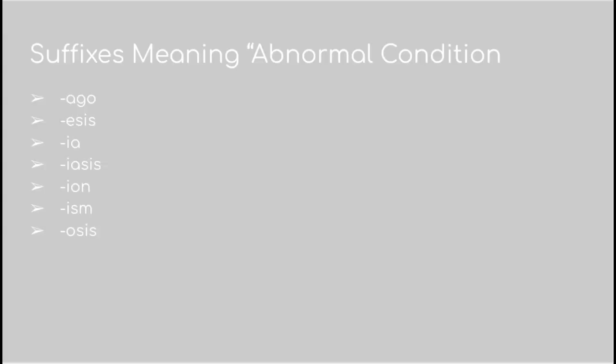Suffixes that mean abnormal condition. Again, you need to write these down. These are very valuable to understand, and you do need to know what they mean. There are multiple that mean abnormal condition: ago, esis, ia, iasis, ion, ism, and osis. If you recall several slides back, we talked about osis meaning any condition or abnormal condition. These also mean the same thing. So you will see all of these be used in that context, so be aware of what they mean.